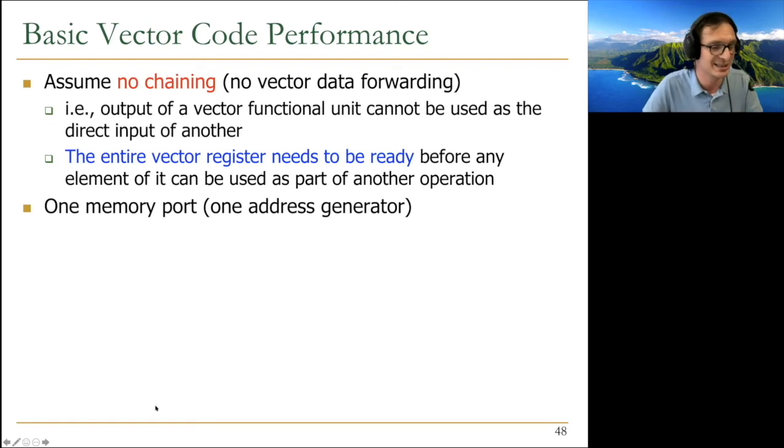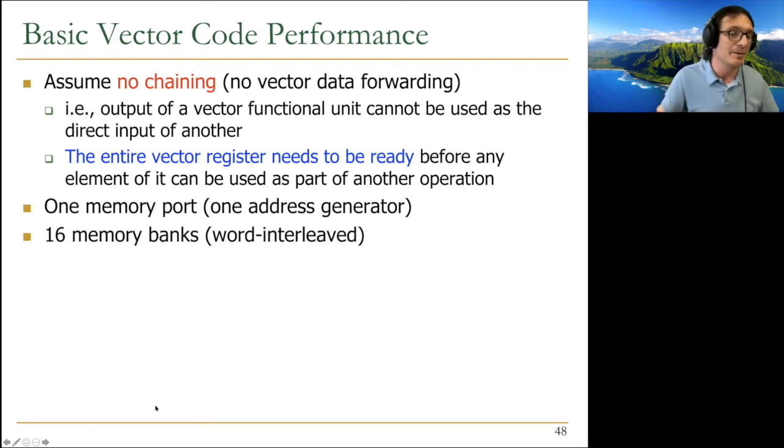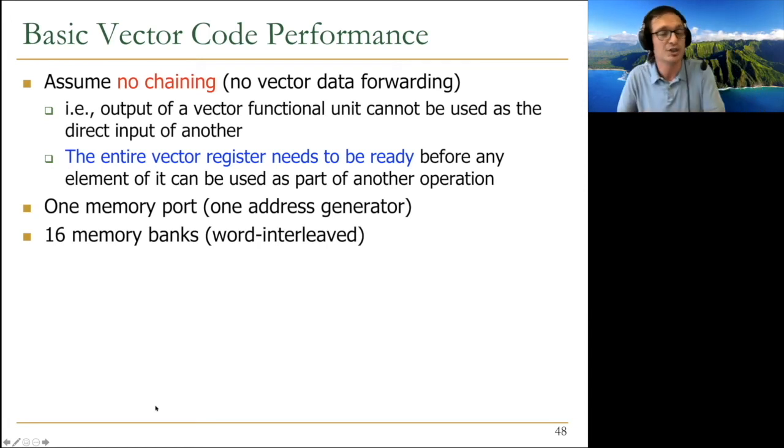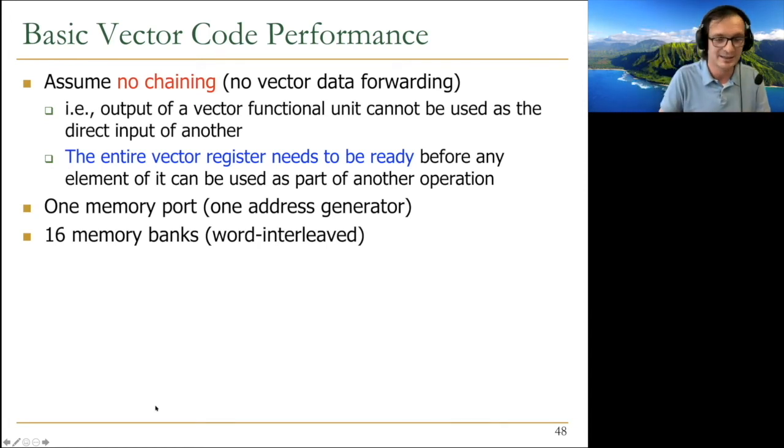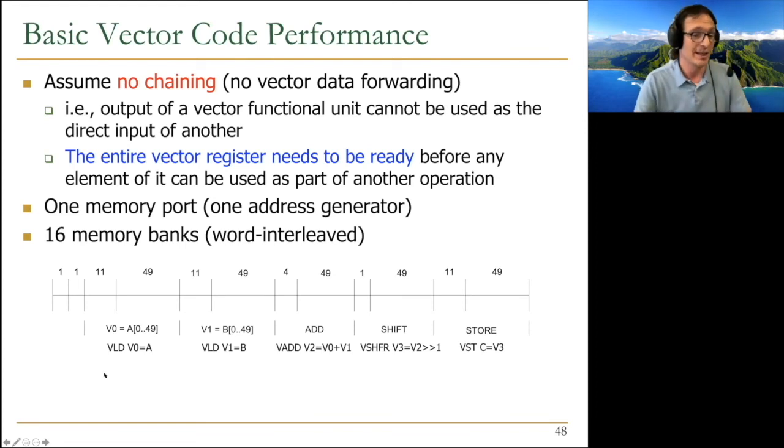We're going to change that in a little bit. And then we're going to assume 16 memory banks because it's going to be important. And we're going to assume word interleaving. Consecutive words are in consecutive banks. Okay, so that's going to be a nice base. Okay, so this is the execution that we have. Because we're waiting for the entire vector to be ready.